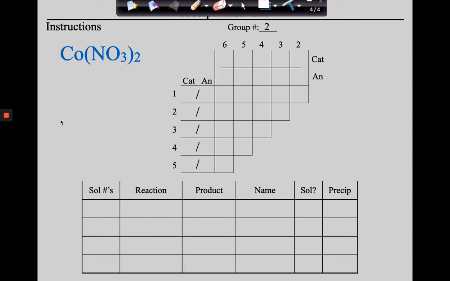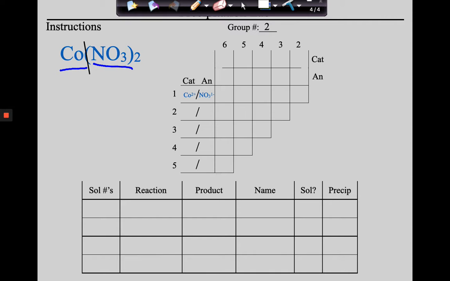Guys, what are the ions in this solution? What's the positive ion? Cobalt. So the positive ion here is cobalt. What's the negative ion here? Nitrate. So what we're going to do is write this down. So bottle number 1, our positive ion is cobalt. Notice that we've got the charge, and our negative ion is nitrate.